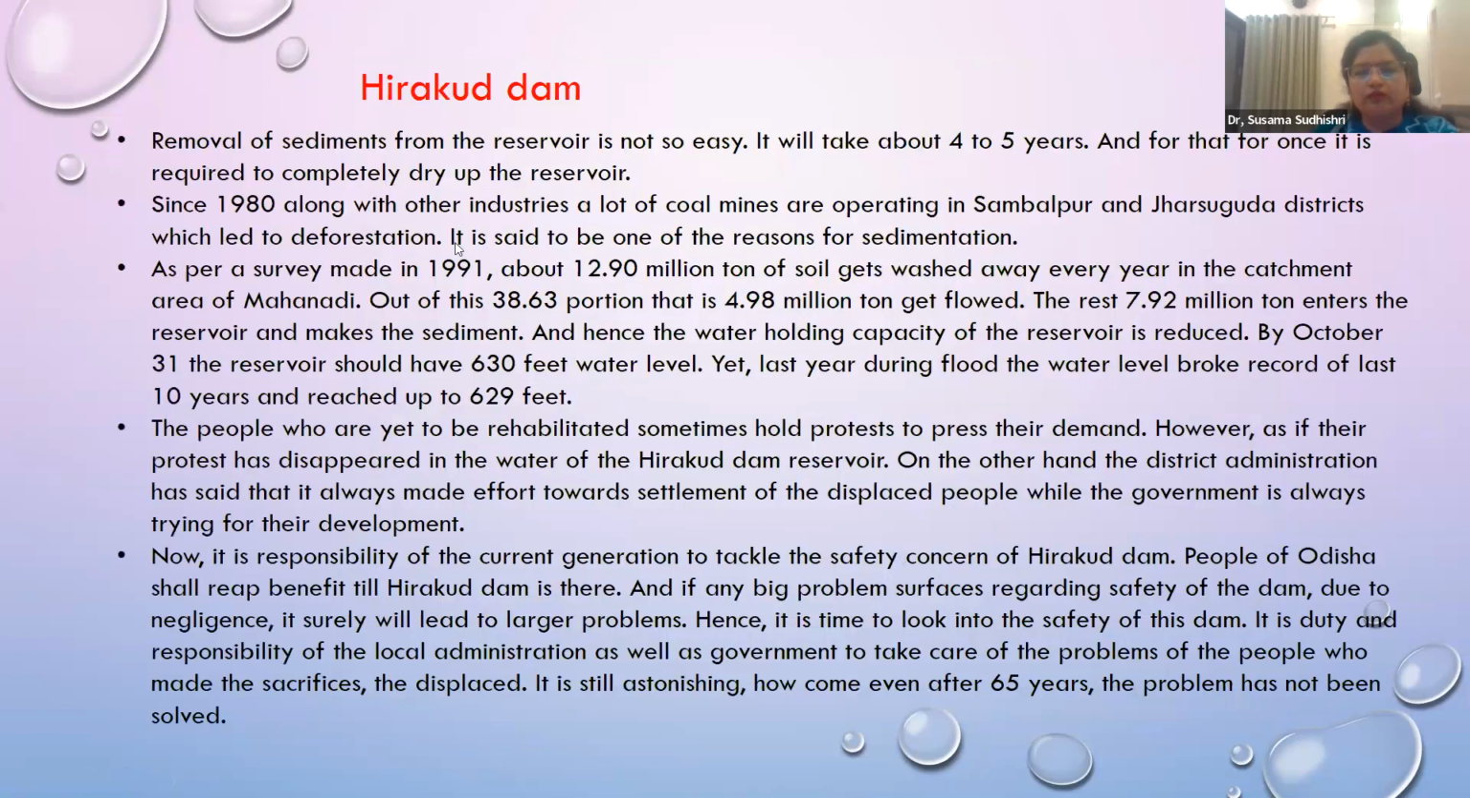Similarly, if you see the Hirakud Dam also, there is a similar problem. The question is how to reduce the sediment, but whatever is already there. If you want to remove the sediment from the Hirakud Dam, it will take about 4 to 5 years. So it is a very difficult challenge. But one time it has to be done. First, we will have to dry up the reservoir. It is not an easy task at all.